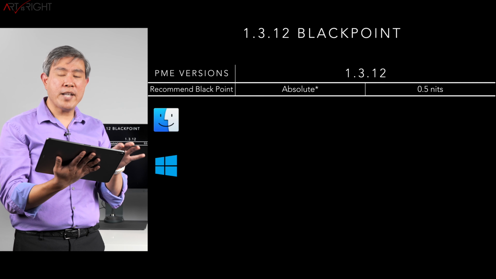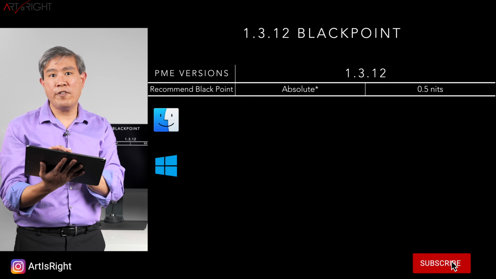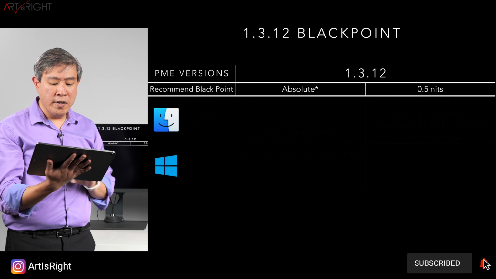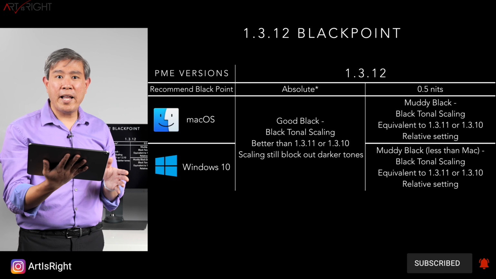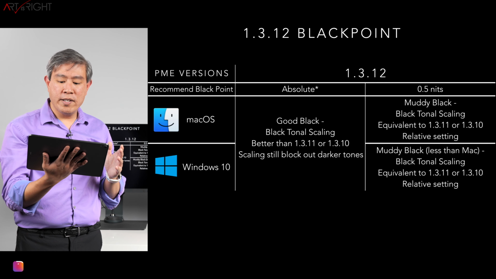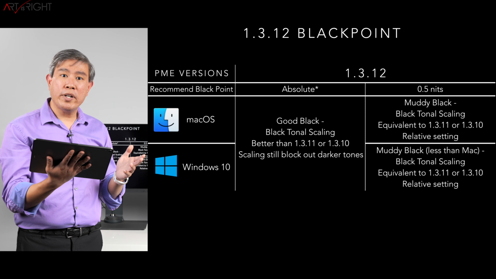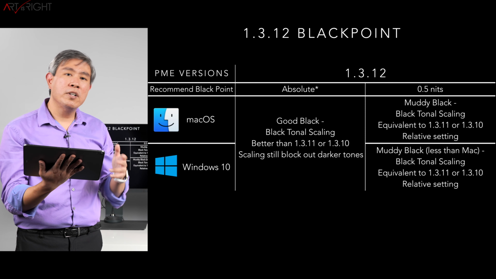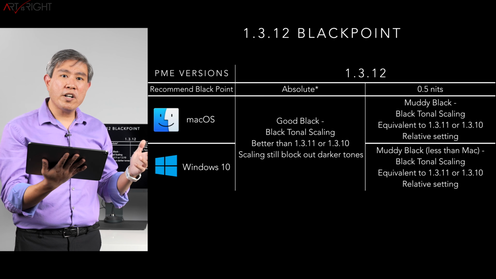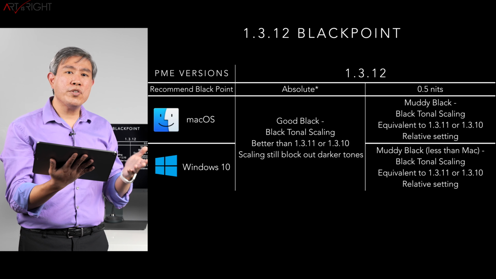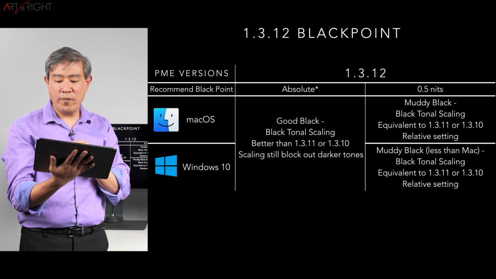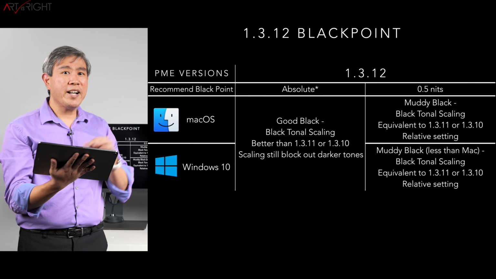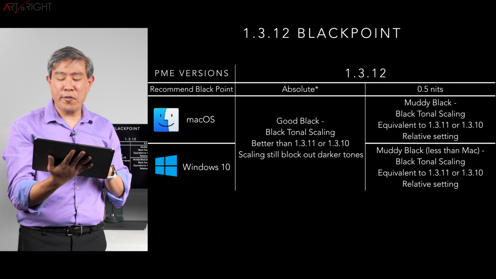What happens if you choose absolute, and what happens if you stick with the default value of 0.5 nits for Mac and PC? If you use absolute for both of these, you get really good black. The tonal scaling is better than 1.3.10 or 1.3.11 if you use absolute black. However, the darker tones still get crushed when you use absolute, and that's something to really consider. The thing though is that if you choose the nit value and you use the default value of 0.5 nits, what you get is really muddy black that almost looks like really dark gray on both Mac and PC.